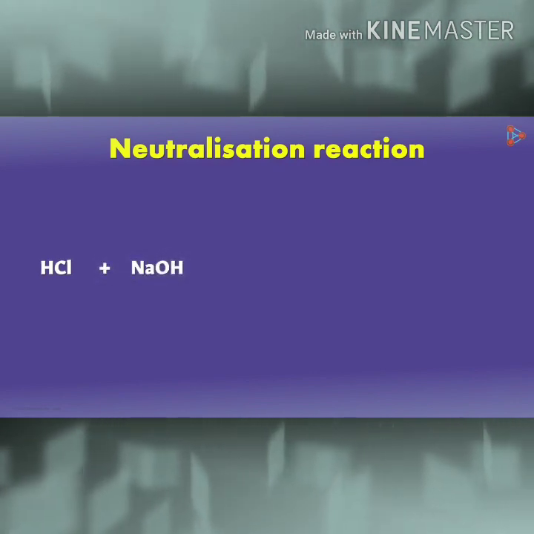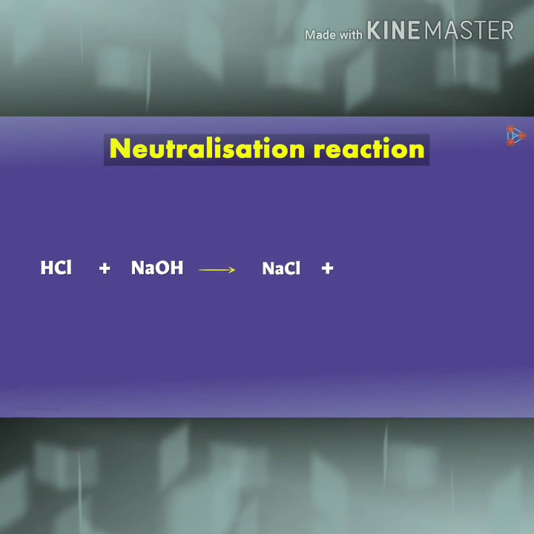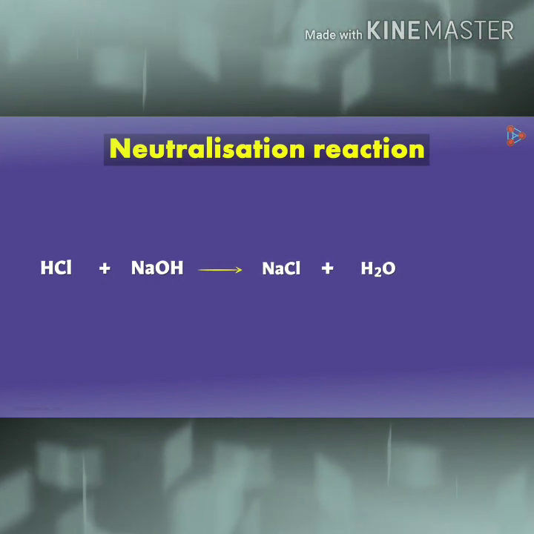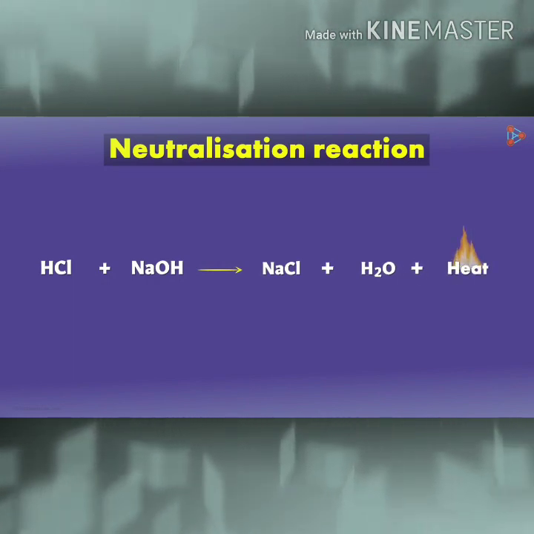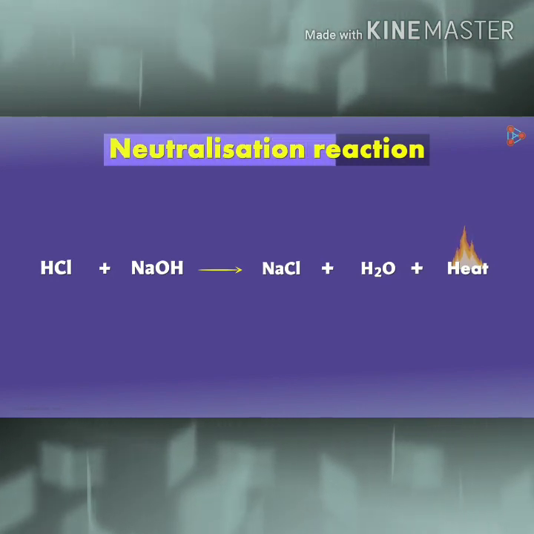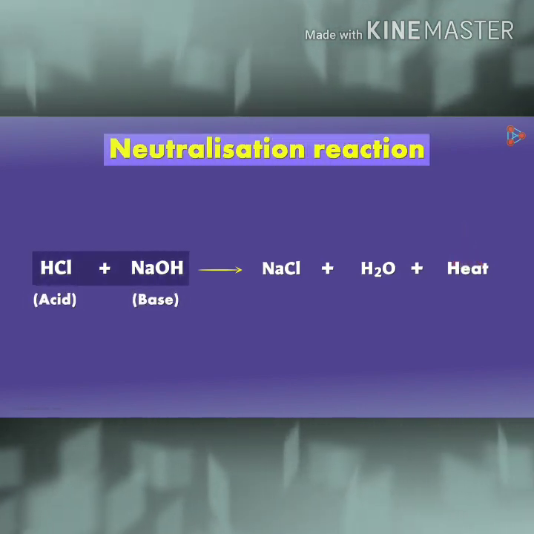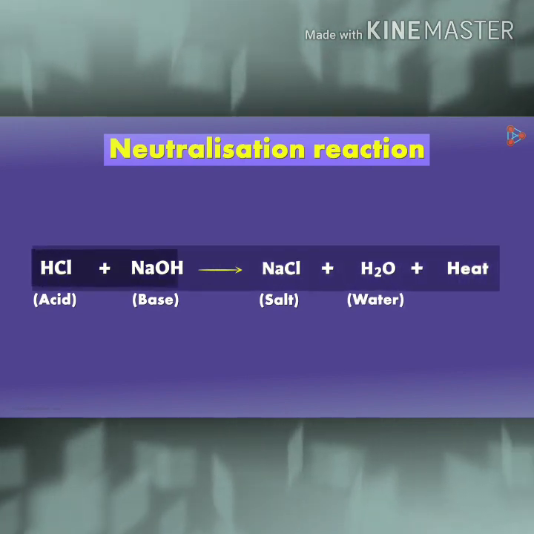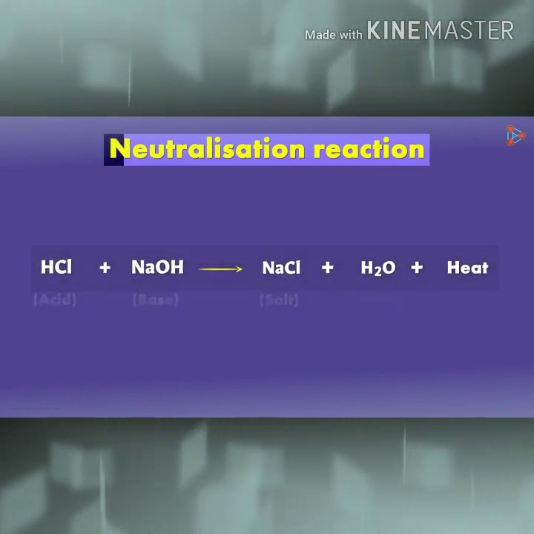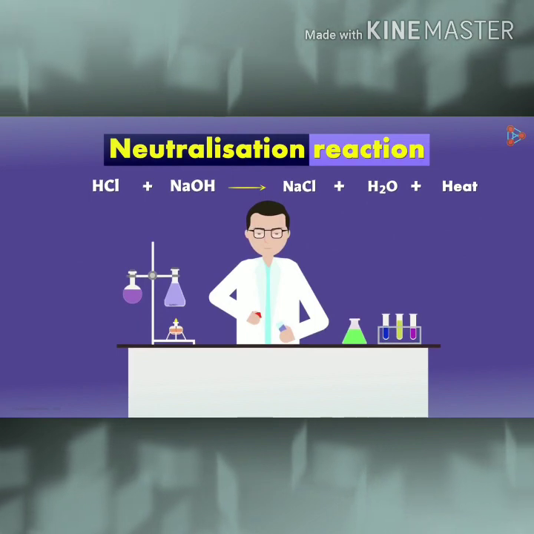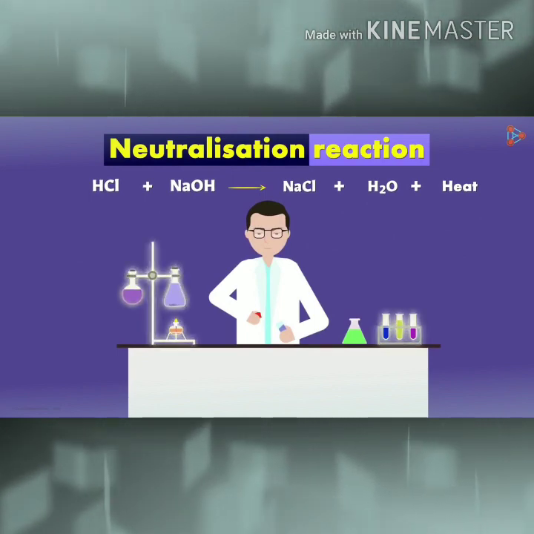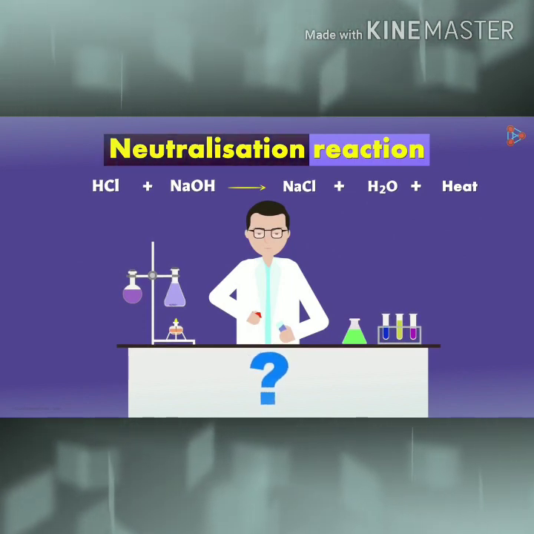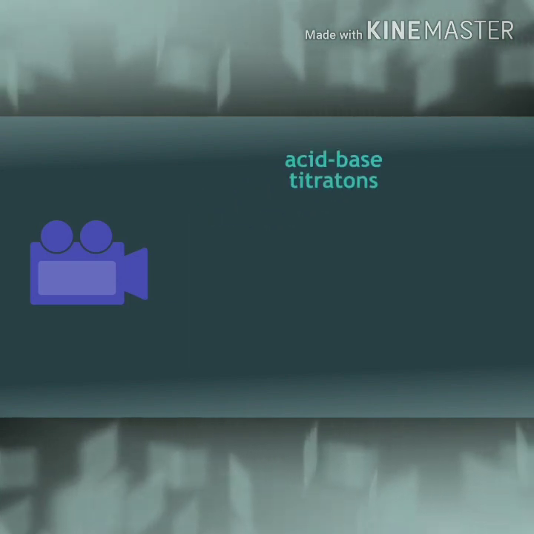NaCl is formed by the reaction of hydrochloric acid and sodium hydroxide. When they react together, the result will be sodium chloride, and water will be produced as a byproduct. So this reaction is called a neutralization reaction, and in this reaction heat also will be released. Now you can find out how hydrochloric acid reacts with sodium hydroxide, and the result is sodium chloride and water with heat produced. So it is also known as an exothermic reaction.